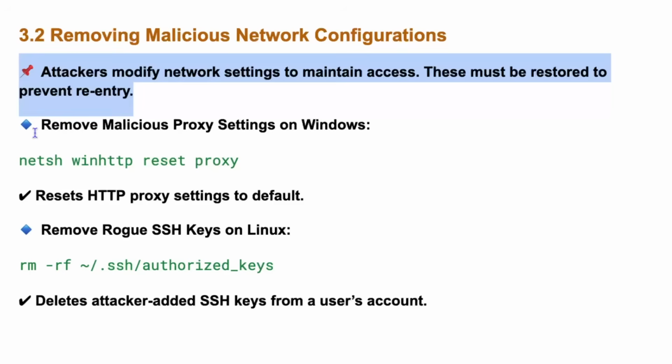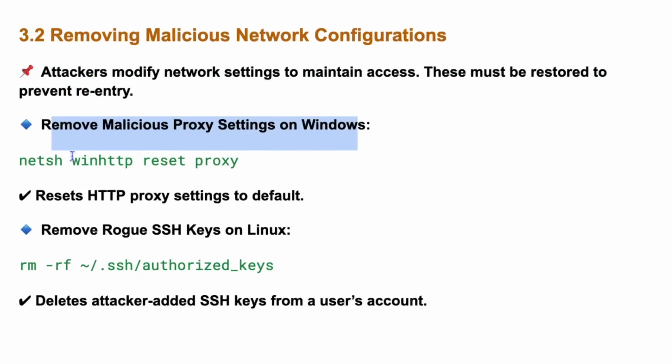actually enter the network. Now, removing malicious proxy settings on Windows can be done with netsh winhttp reset proxy, which resets the HTTP proxy settings to default. You can remove the rogue SSH keys on Linux by removing everything that has been inside of the SSH authorized keys. Now, what's interesting is that this is a hidden folder. So just keep that in mind. Anything that starts with a dot is not going to be visible just by running basic ls commands.